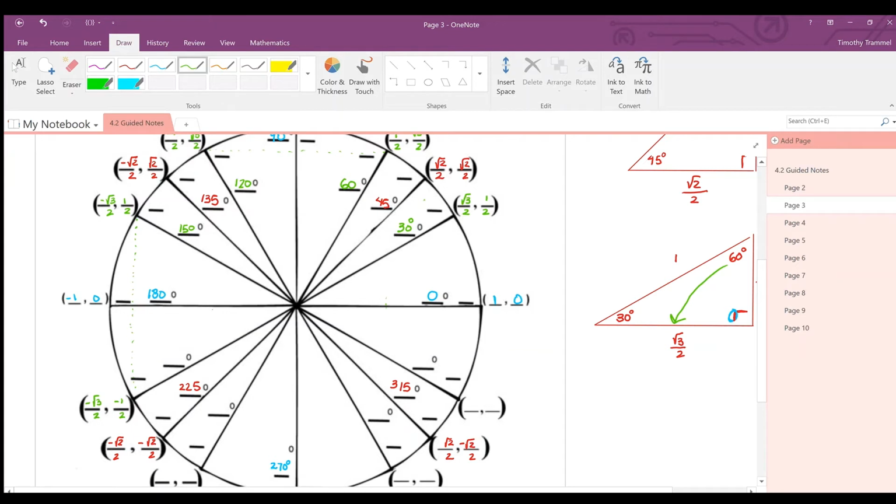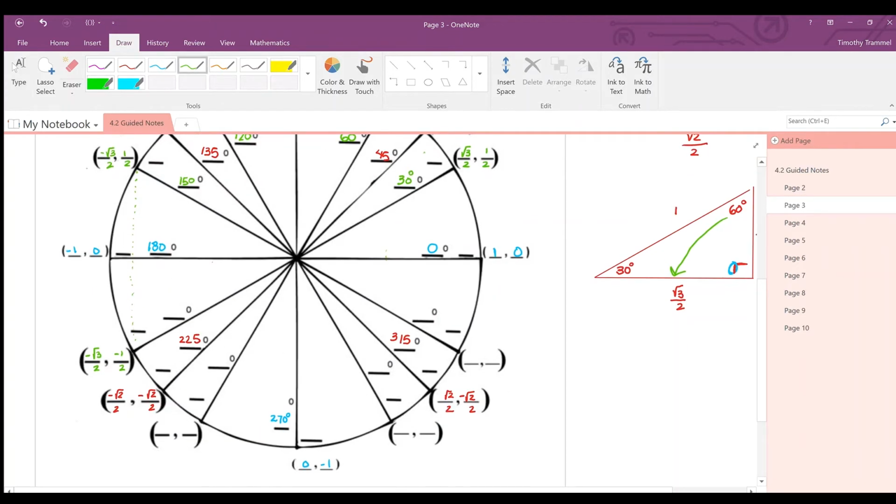Okay. And then we can fill out this next one. And we could go straight across again. And we know that the y value should then be the same. This should be a minus 1/2. This one here should be a square root of 3 over 2. And I know it should be the positive square root of 3 over 2 because we're to the right of the y-axis. Okay.